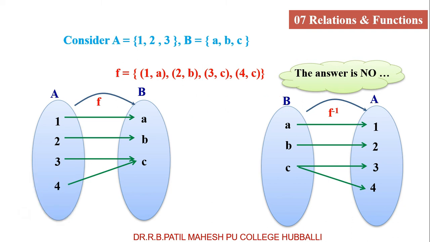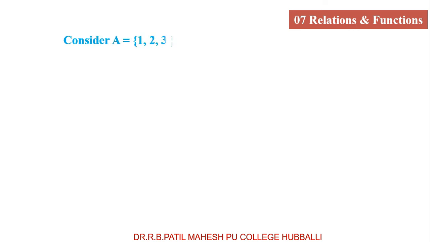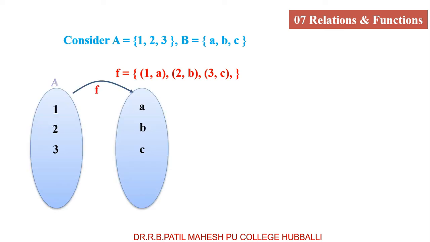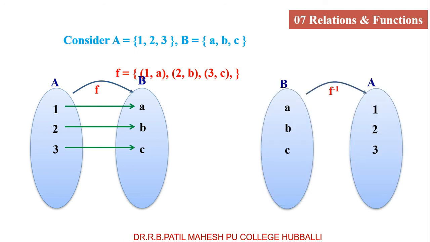Let us see one more example. 1, 2, 3 and a, b, c. f is a function: 1 to a, 2 to b, 3 to c. f is from A to B. 1 is related to a, 2 is related to b, 3 is related to c. Take its reverse, f inverse from B to A. Here a is related to 1, b to 2, c to 3. So f inverse is nothing but g. We have the function g.